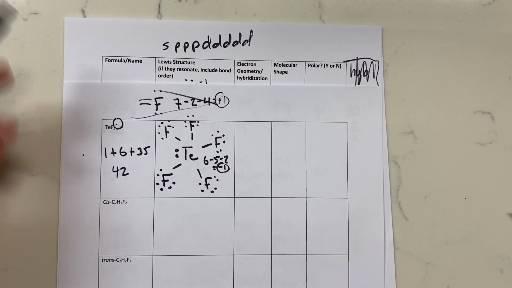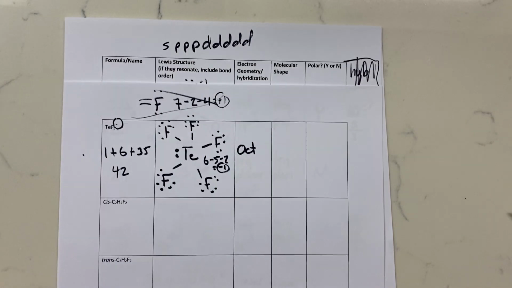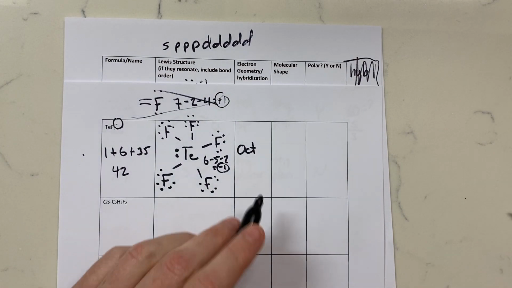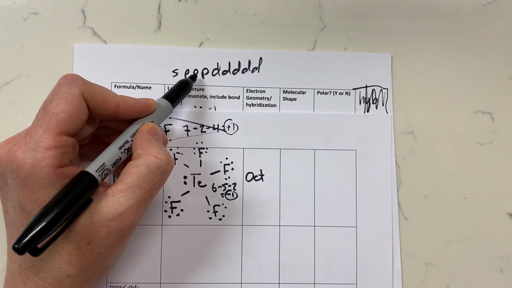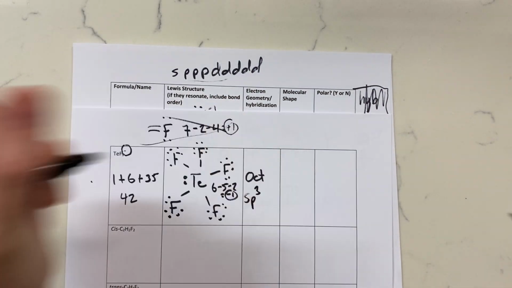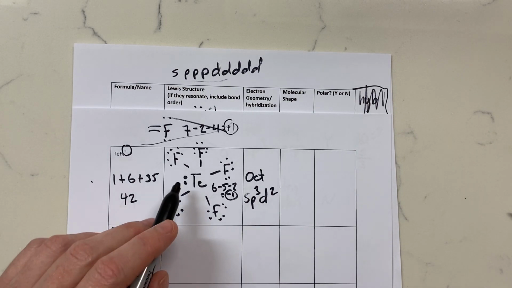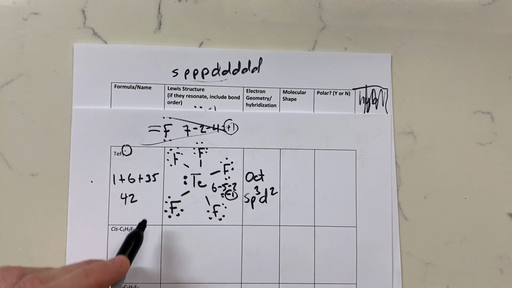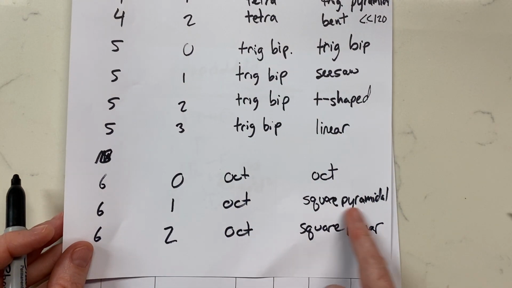Now we look at the electron geometry. It's got 6 things around it. 6 things around it is octahedral. Now we're talking. If I look at its hybridization, it's got 6 things around it. We've got 1, 2, 3, 4, 5, 6. We're going up to d. So it's s, p3, d2. And that would be the hybridization here. And its molecular shape, well, you have 6 things, and one of them is a lone pair. That's square pyramidal.